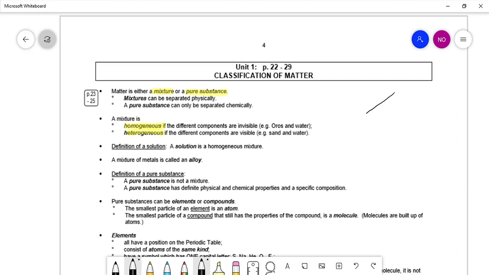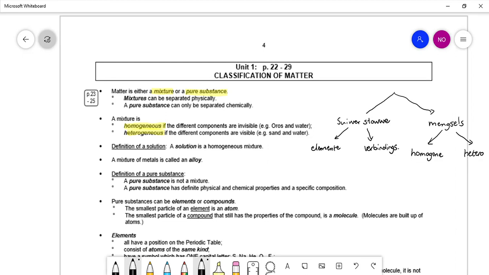So ons gaan aan die een kant mengsels hê, en hy gaan verder opbreek in homogene en heterogene. En aan hierdie kant gaan ons suiwerstowwe hê. En hom gaan ons verder opbreek in elemente en verbindings. So elements and compounds for the pure substances.